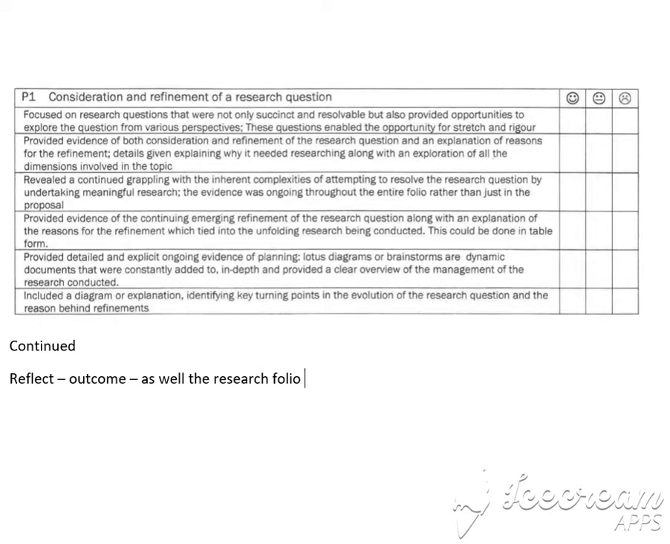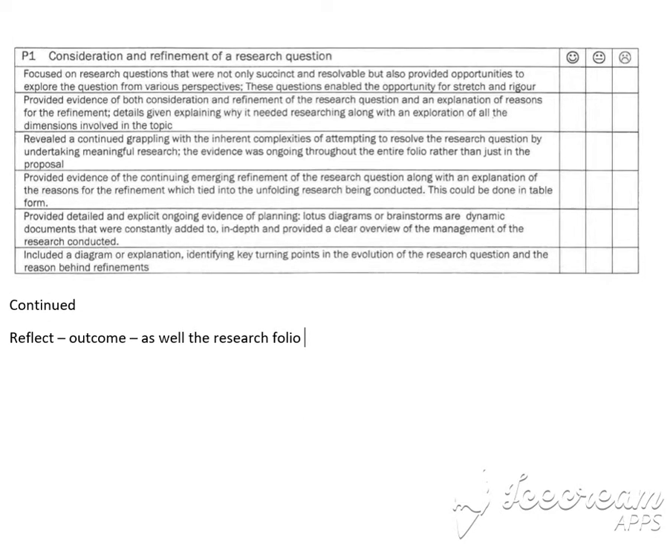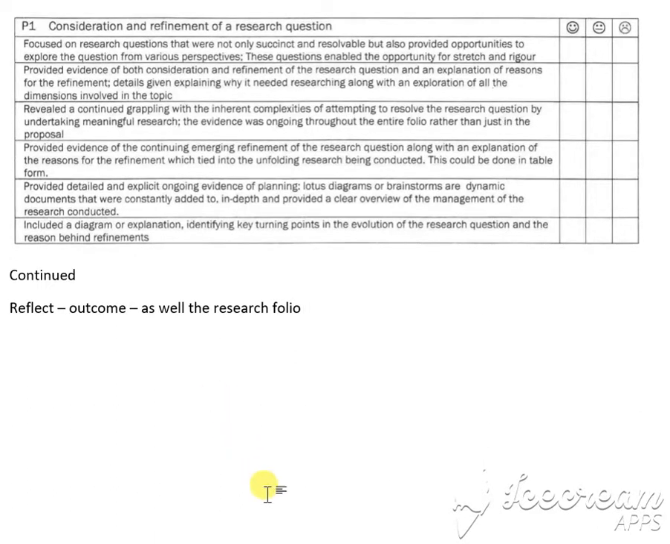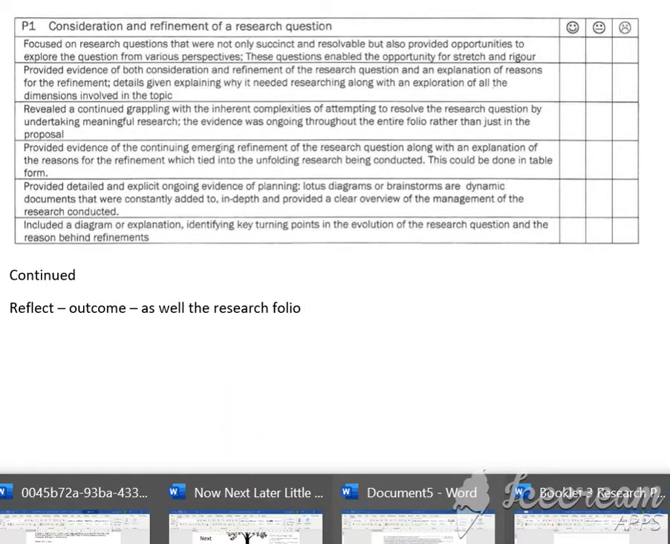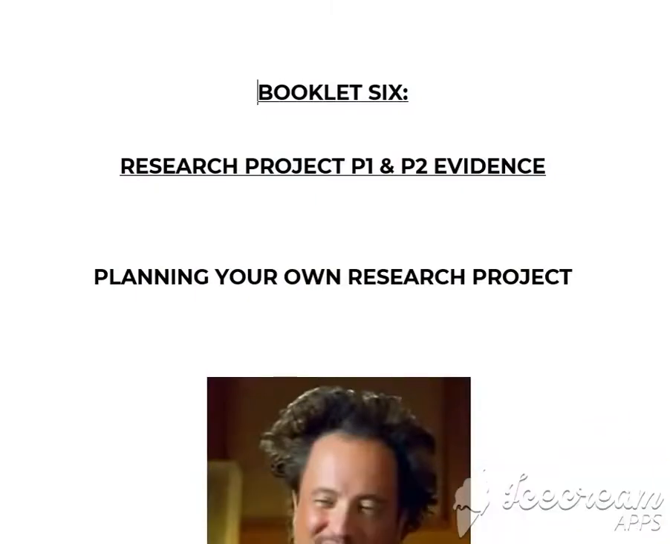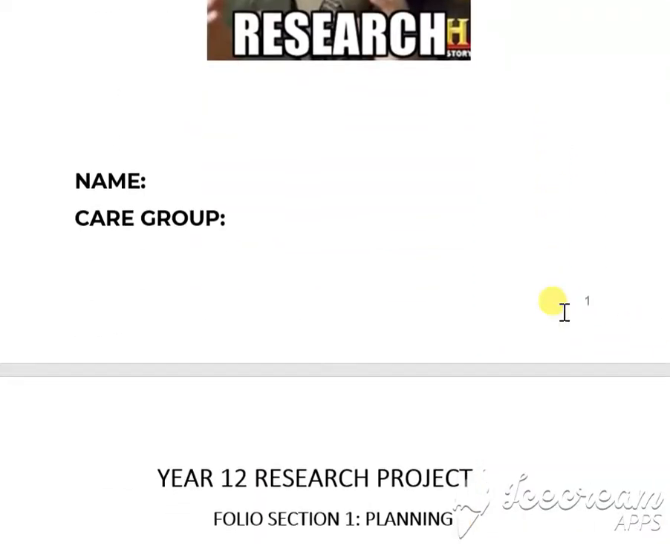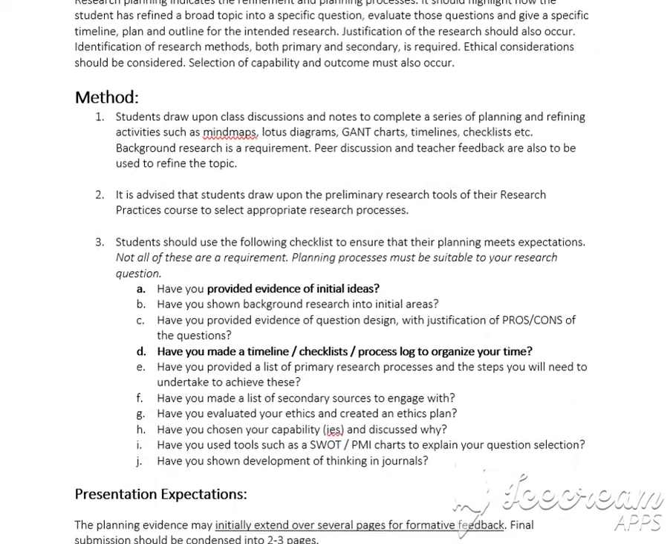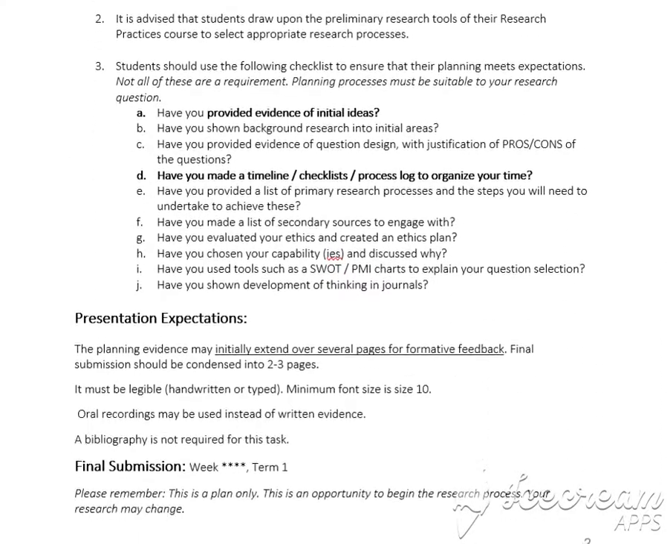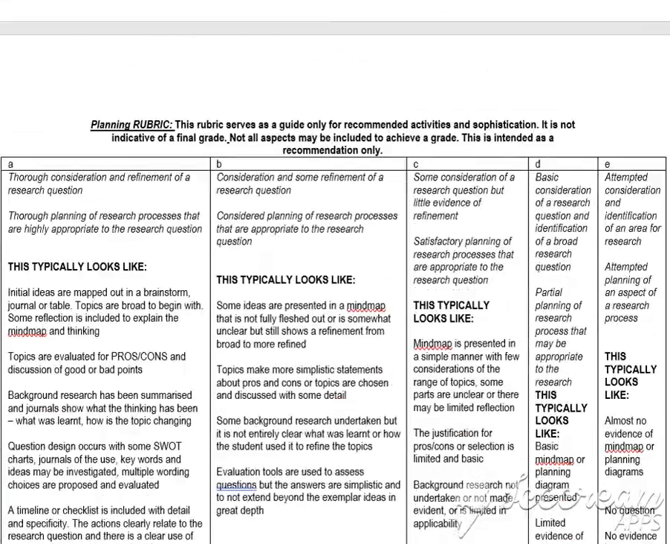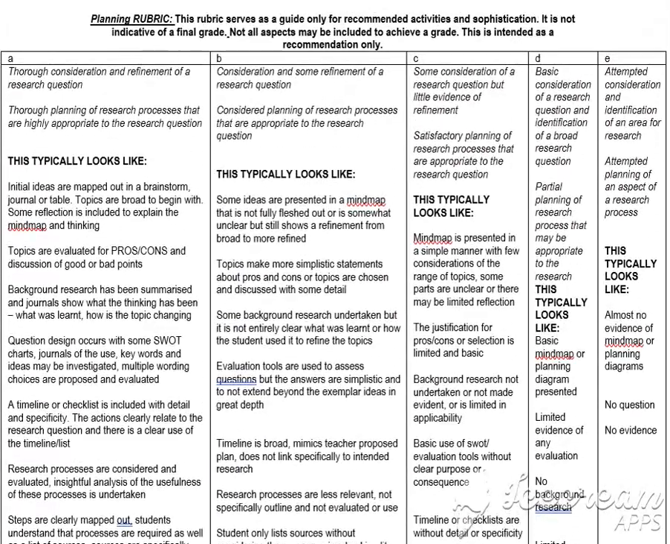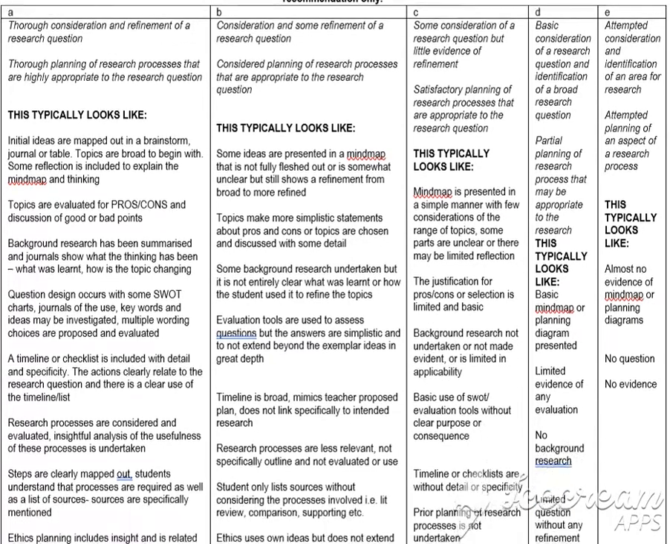And so that gives you an opportunity to really reflect on things and go back to your folio and add to it. So I would recommend for some of you, if you're trying to enhance this grade, to go back to our materials that we had back in booklet 6, which was planning the research project, and have a look at some of the activities you were asked to do, and then have a look at some of the criteria that we provided to you at this time about what really strong evidence would look like.